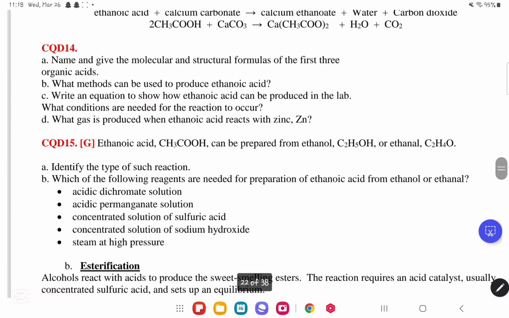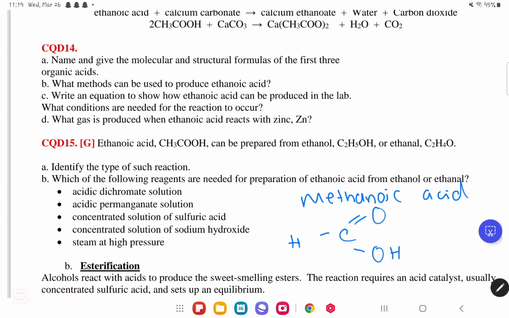Let us now look for the next question. Next question we have is CQD number 14. They said name and give the molecular and structural formulas of the first 3 organic acids. First 3 organic acids means it has 1 carbon, 2 carbons, and 3 carbons. The first, which is methanoic acid, will look like this. It will be 1 carbon bonded to 1 H, double bonded to O and single bonded to OH. This is how methanoic acid looks.